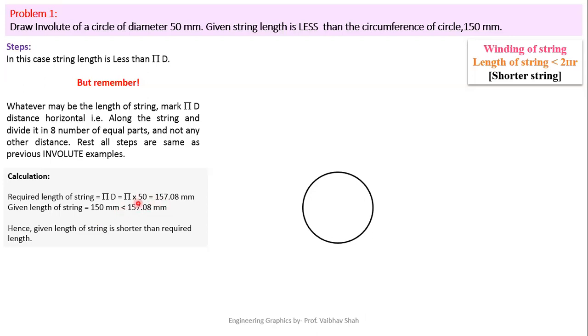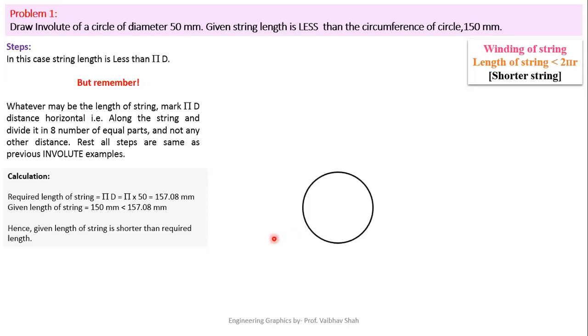So now we will be comparing both the lengths of string first. So let us compare these both the lengths like this. We can observe that here 150 mm is quite shorter as compared to 157.08, which is the required length of string. That means we can say that given length of string is shorter than the required length. So here given length of string, which is given in example, is shorter than our required length. That means we'll be falling short of the length of string to cover the complete circumference of the circle. So we'll be having short of the string to cover the complete circumference of the circle.